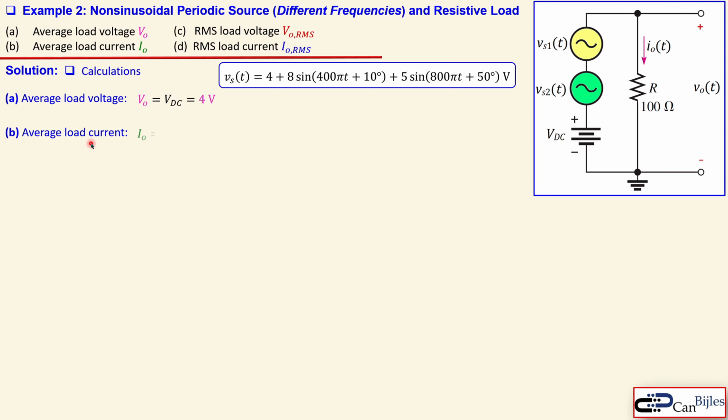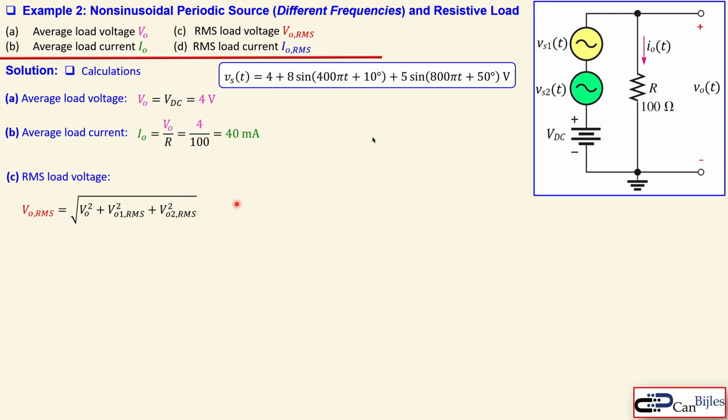The average load current is again using Ohm's law, because we know from question A that it is 4. You divide by the 100, you get now 40 milliamps. Okay. Next one is the RMS load voltage. That is more work: it is the square root of the summation of the squares of the average load voltage, plus the RMS part of the first sine wave, plus the RMS part of the second sine wave. So we have the DC quantities and then the harmonics, let's say. Okay, let's see one by one what we have.